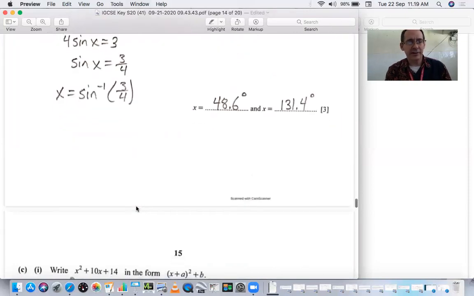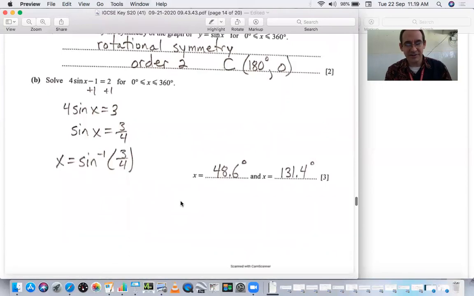I should have written it on here. I don't know why I didn't write it on here so that you could see it. I guess I'm just used to doing it in my head.